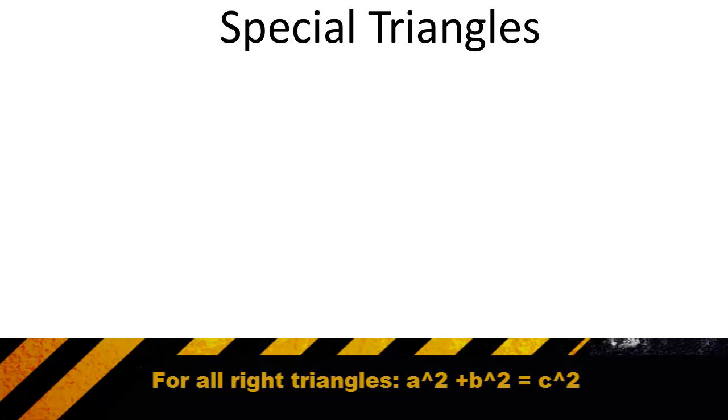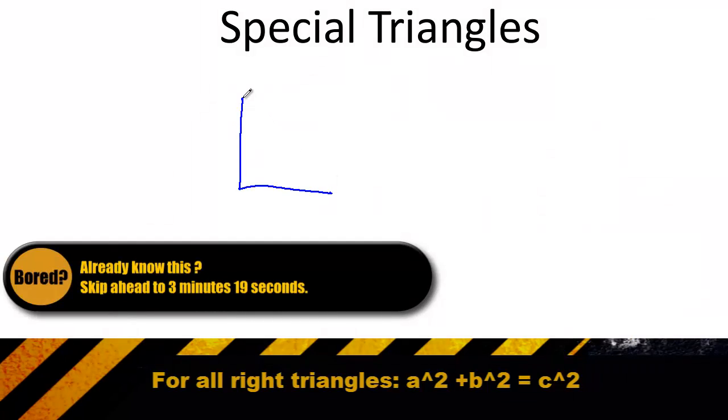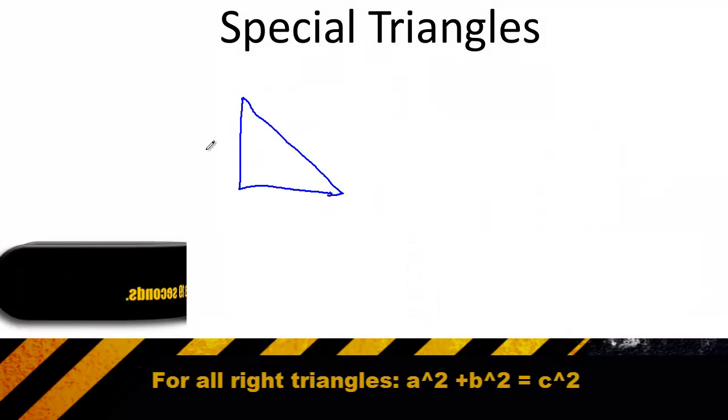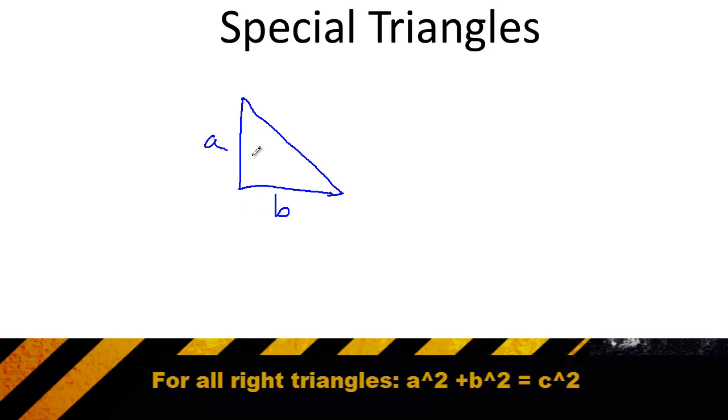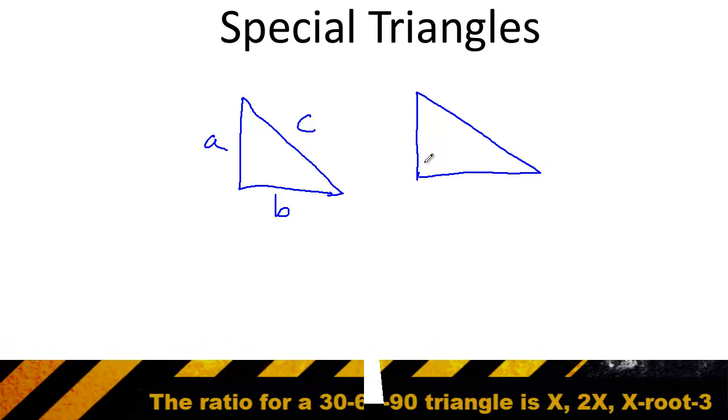You're also going to have to be familiar with a couple special right triangles. For any right triangle, you can use the Pythagorean theorem. That is, a squared plus b squared equals c squared. It really doesn't matter what sides a and b are, as long as you make the long slanted side your c. Beyond that, there are also triangles you have to memorize known as the 30, 60, 90 triangle and the 45, 45, 90 triangle.